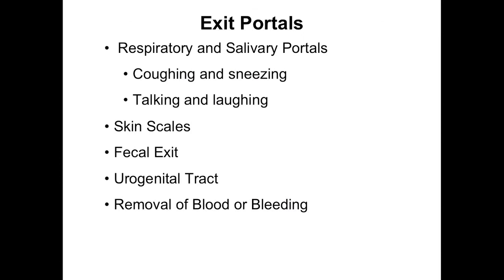So exit portals. Most commonly it's the respiratory and salivary glands, and that's because we're constantly releasing saliva, we're constantly opening our mouth, we're constantly coughing, we're constantly sneezing. So it's an easy way to get out. Skin scales, not nearly as common, but there are some organisms that prefer to live right below the skin surface, so it's easy for them to kind of slough off with the skin scales. Fecal exit, this is very common in the fecal-oral route, so a lot of your gastrointestinal disorders are transmitted this way. Your genital tract, all of your STIs are transmitted this way. And then removal of blood or bleeding, so bloodborne pathogens fit in this category.